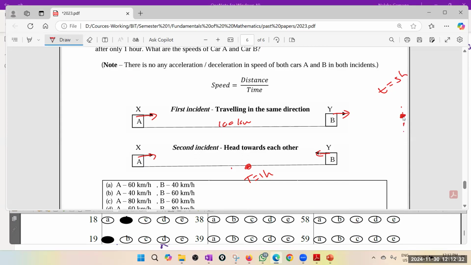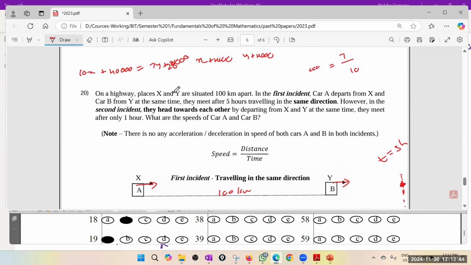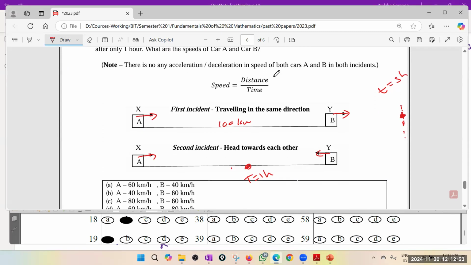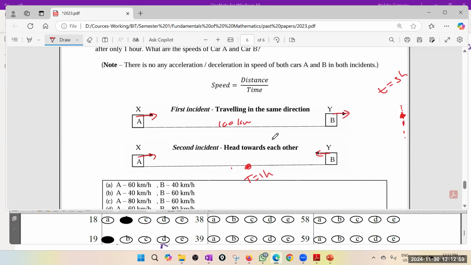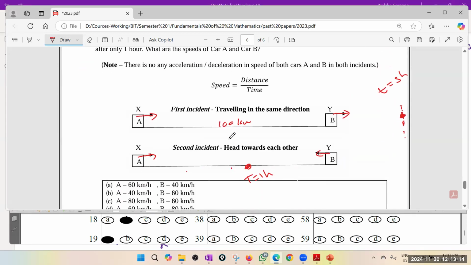So they have made it here. Okay, made it here after 5 hours. So that can be used to... 100 kilo. This distance we know. Second incident, we don't know the distance, but we know the time. So that means this distance plus the distance X has traveled plus the distance Y has traveled must be 100 kilometers, right? Because X and Y are 100 kilometers away.